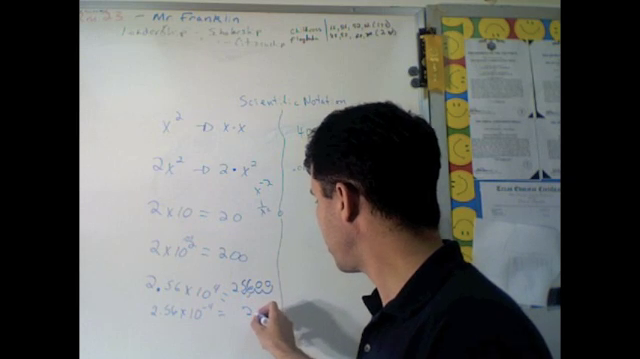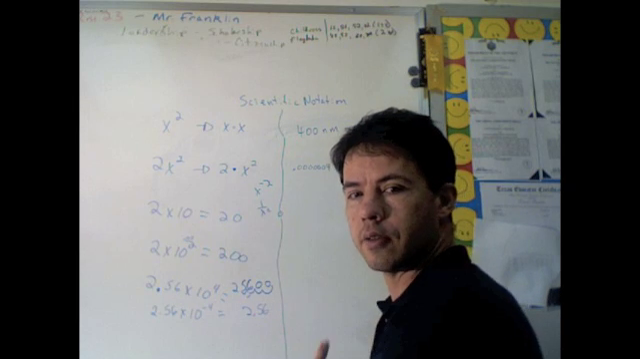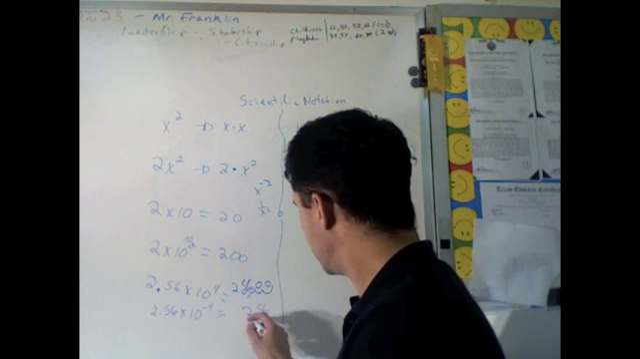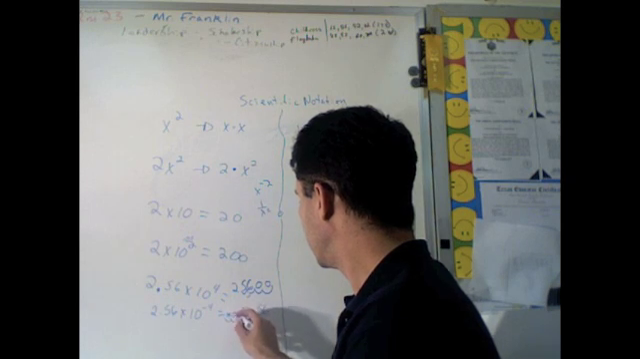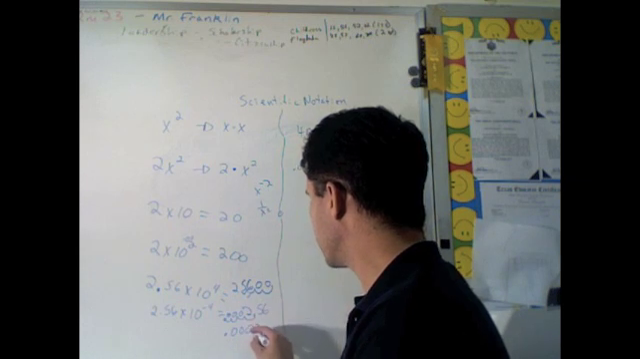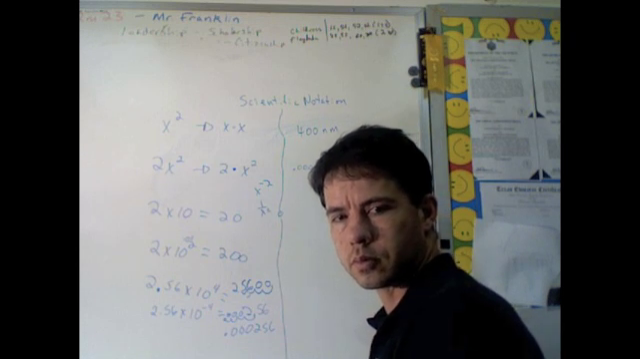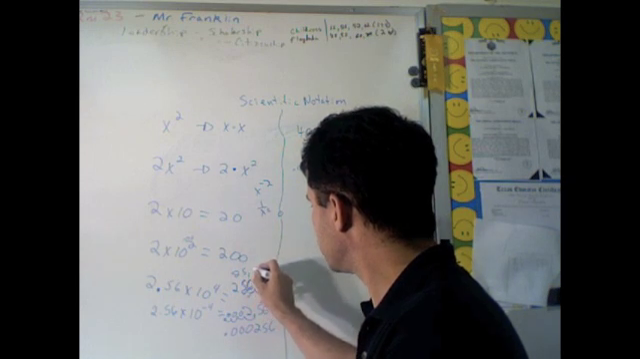We take the 2.56 and we're going to move the decimal 4 times, but because it's negative, we're going to go in the negative direction to the left. So 1, 2, 3, 4. So we got 0.000256 is now our number, whereas this one is 25,600.